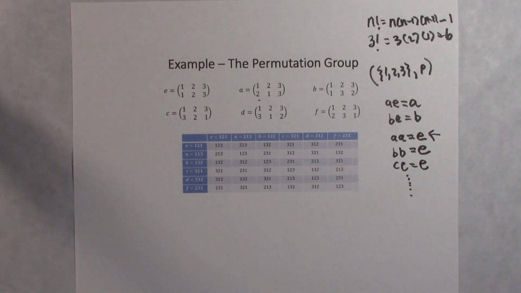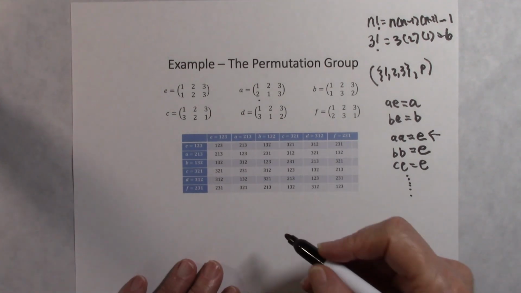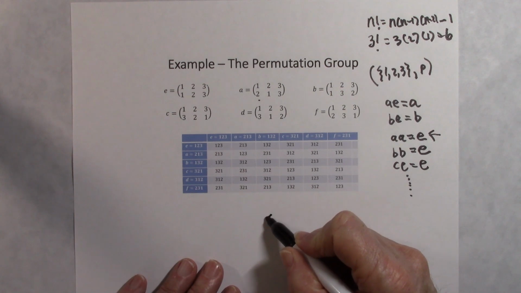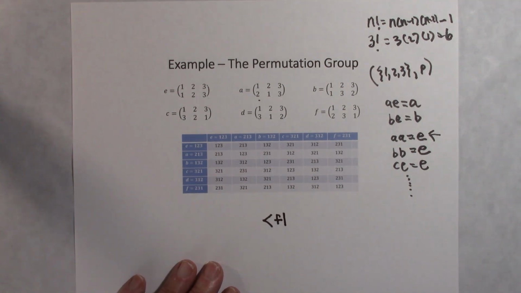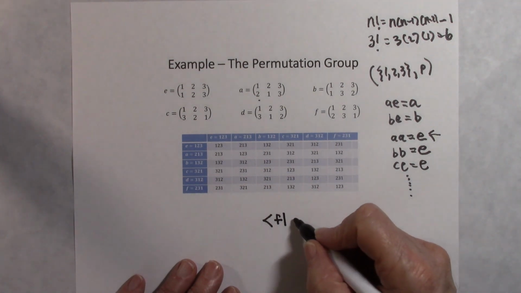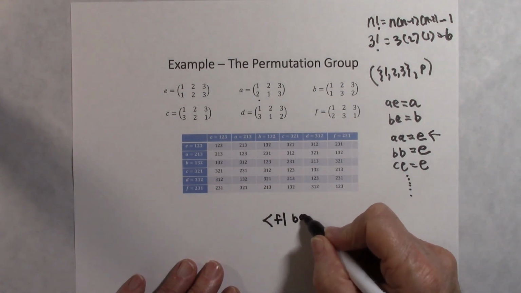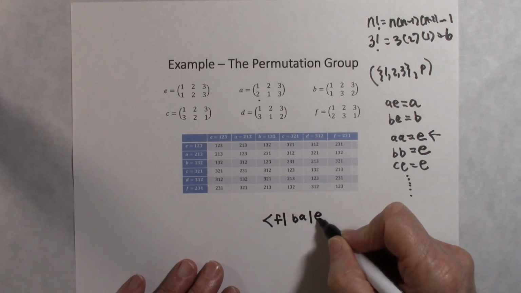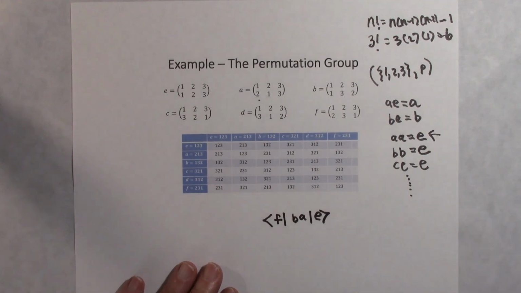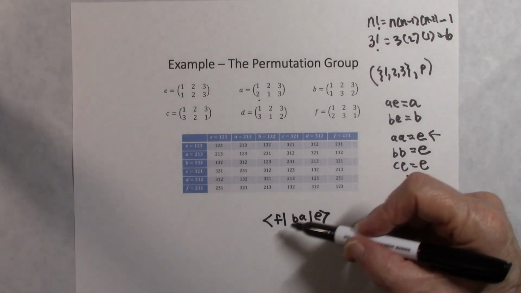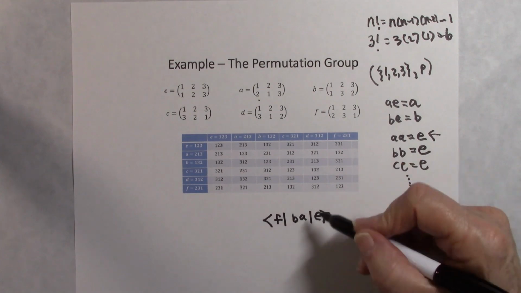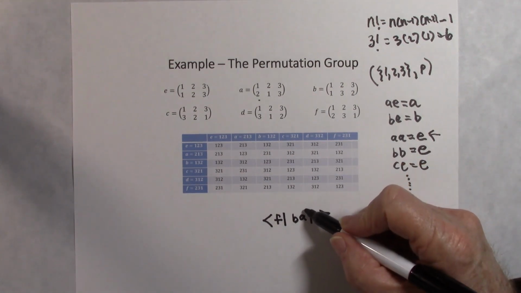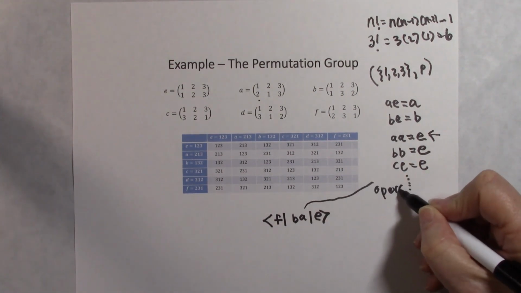Now, one way we can formalize this is to write something like this. So I know that F, and we'll call that the final state. And then we'll put B, A, and then we'll put E here and call that the initial state. And so that's a way that we can formalize this whole idea of a permutation group. You can think of B and A as operators.